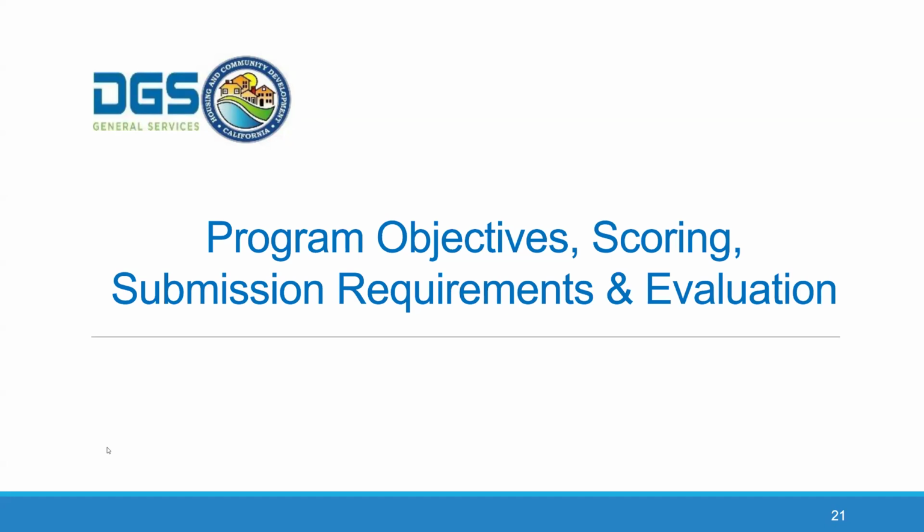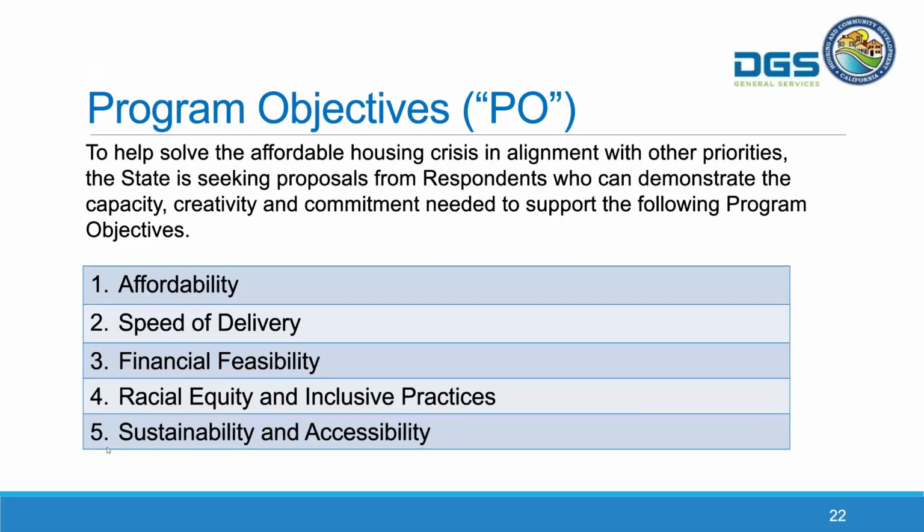And Gabe, if you want to go to the next slide. To help solve the affordable housing crisis in alignment with other priorities, the state is seeking proposals from respondents who can demonstrate the capacity, creativity, and commitment needed to support the following program objectives: affordability, speed of delivery, financial feasibility, racial equity and inclusive practices, and sustainability and accessibility. And we'll talk about each one of those as we go through. Next slide.